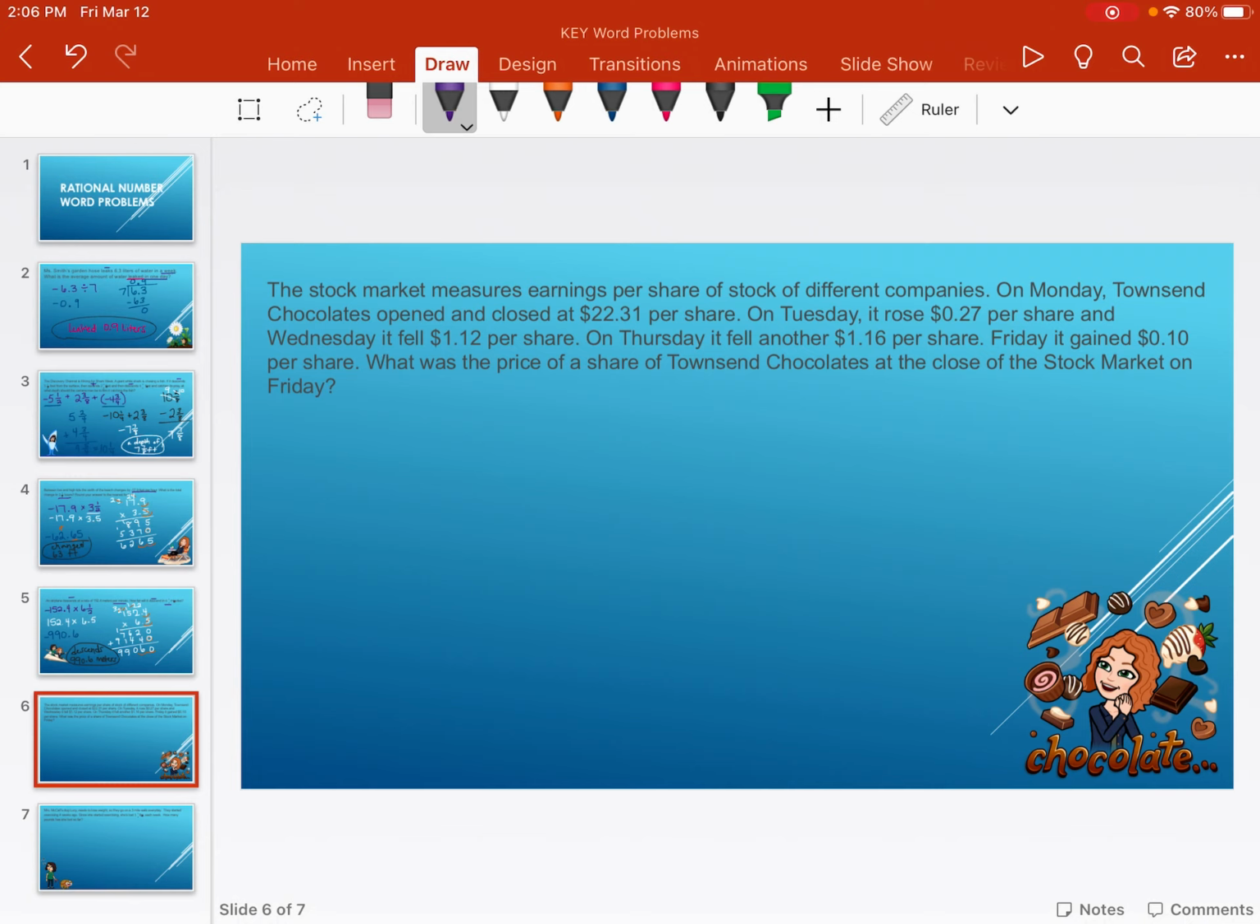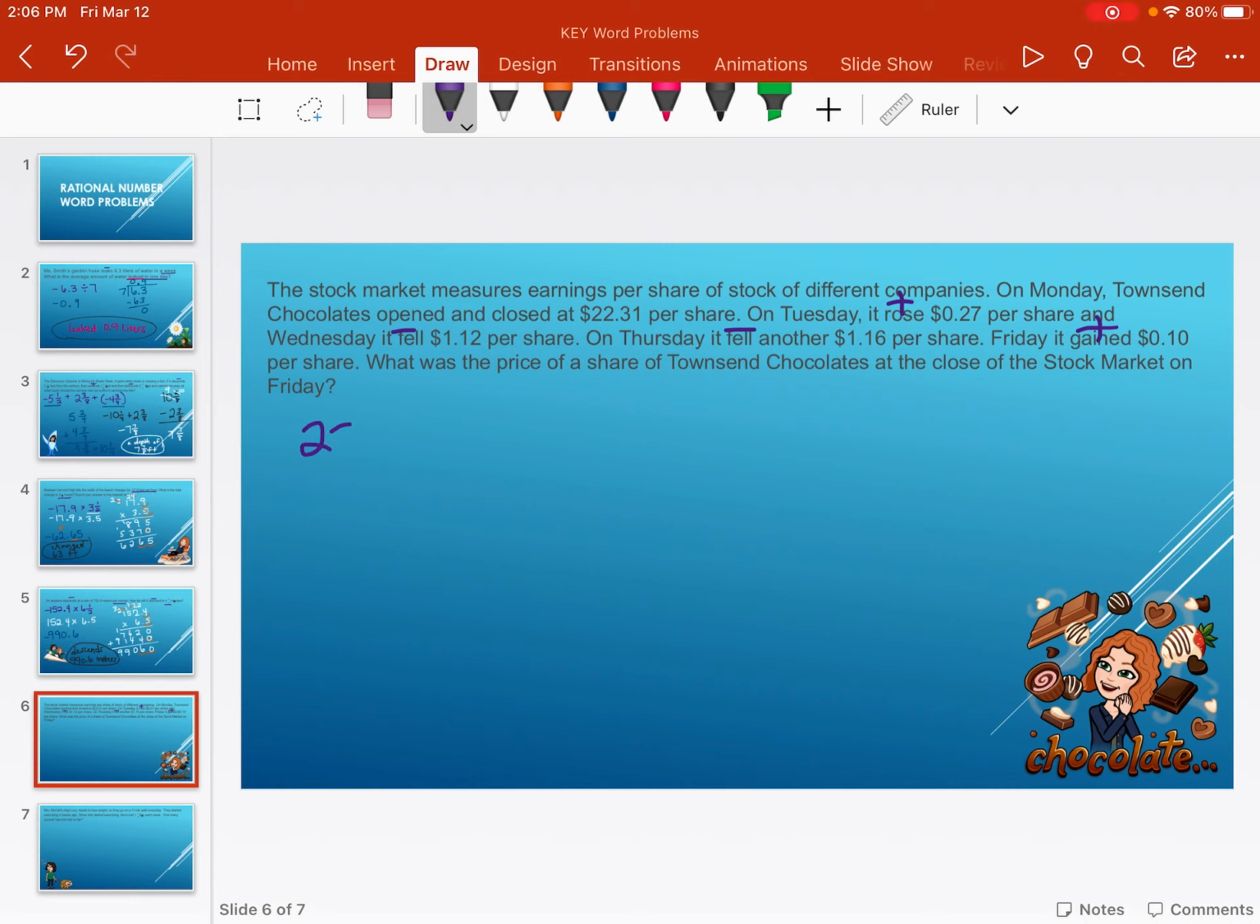So next, the stock market measures earnings per share of stock from different companies. On Monday, Townsend Chocolates opened and closed at positive 22.31 per share. On Tuesday, it rose, so plus 27 cents per share. Wednesday, it fell, so negative $1.12 per share. On Thursday, it fell, so negative $1.16 per share. Friday, it gained, so plus positive 10 cents per share. What's the price after?